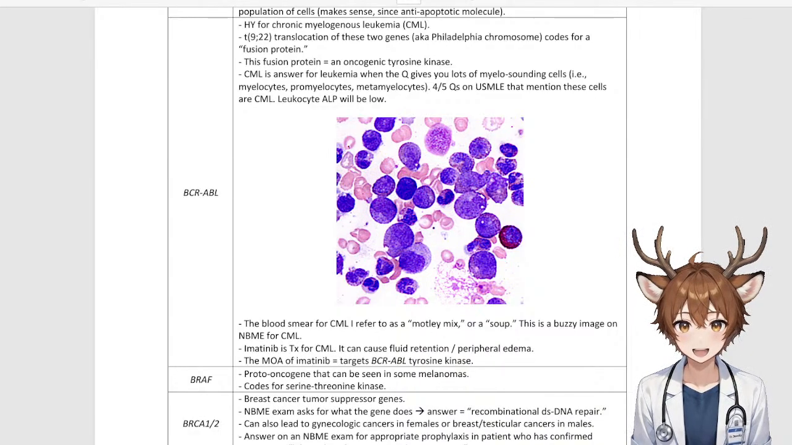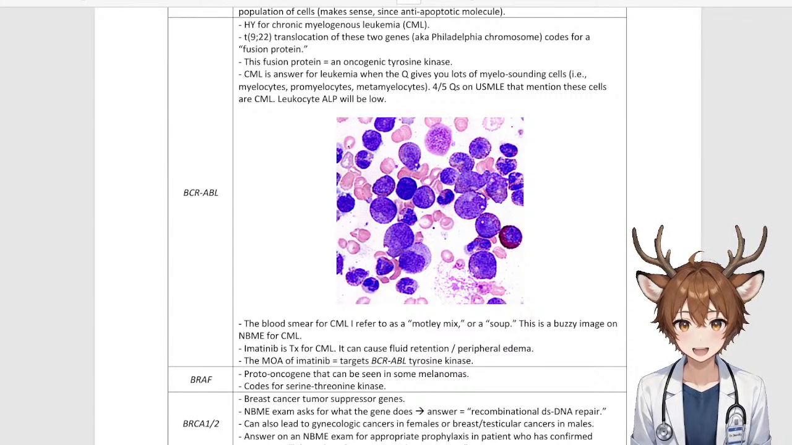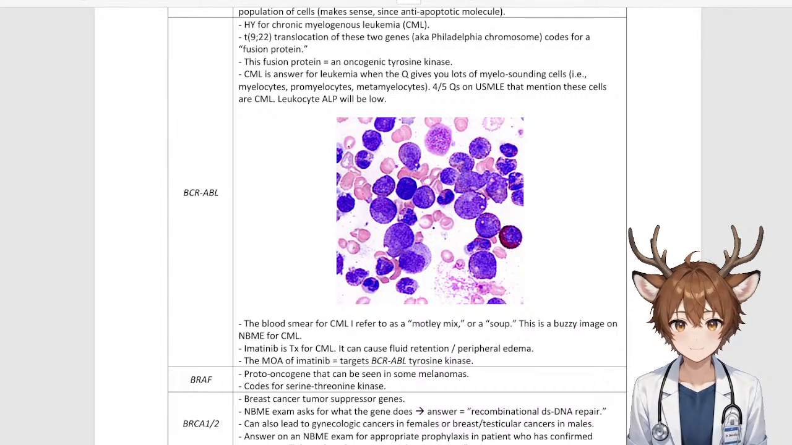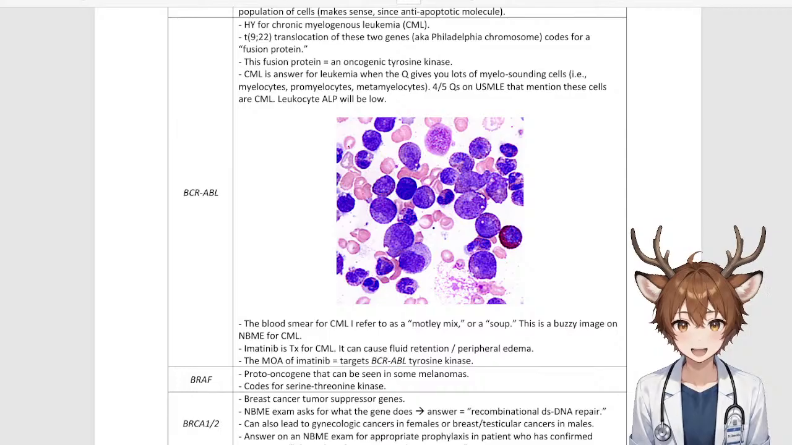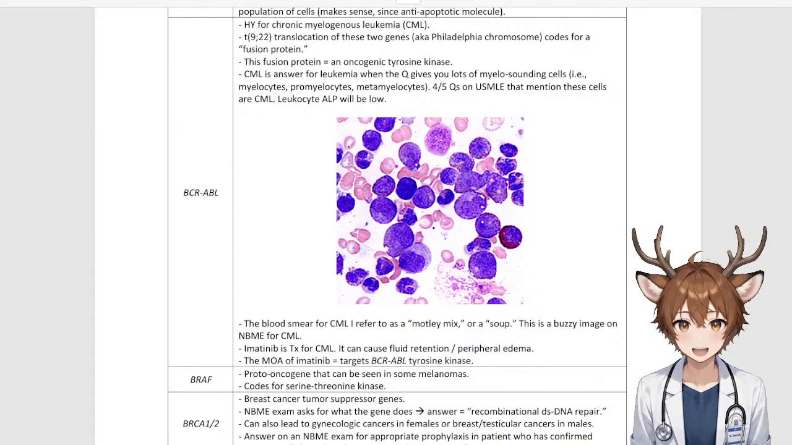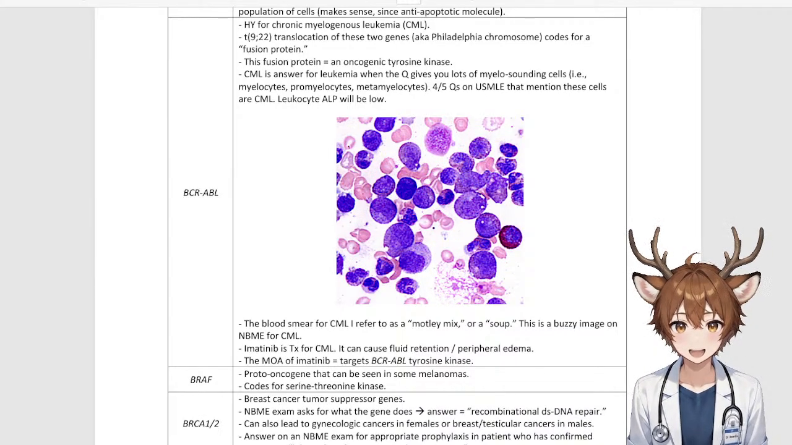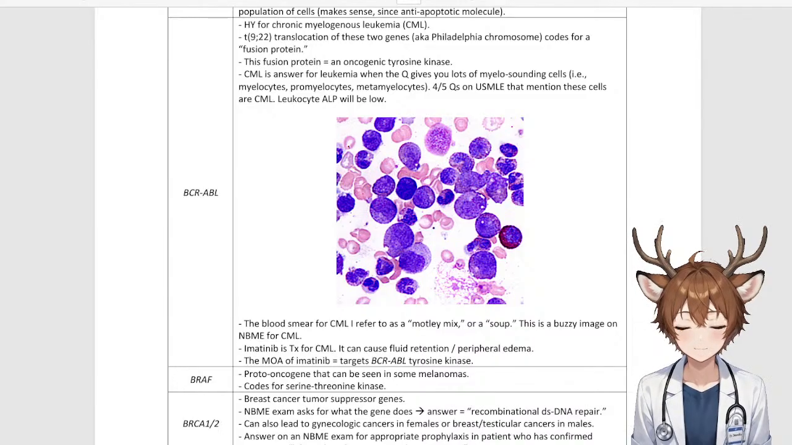4 to 5 questions on USMLE that mention these cells are CML. Leukocyte ALP will be low. The blood smear for CML I refer to as a motley mix or soup. This is a buzzy image on NBME for CML. Imatinib is a treatment for CML. It can cause fluid retention and peripheral edema. The mechanism of action of imatinib is that it targets BCR-ABL tyrosine kinase.